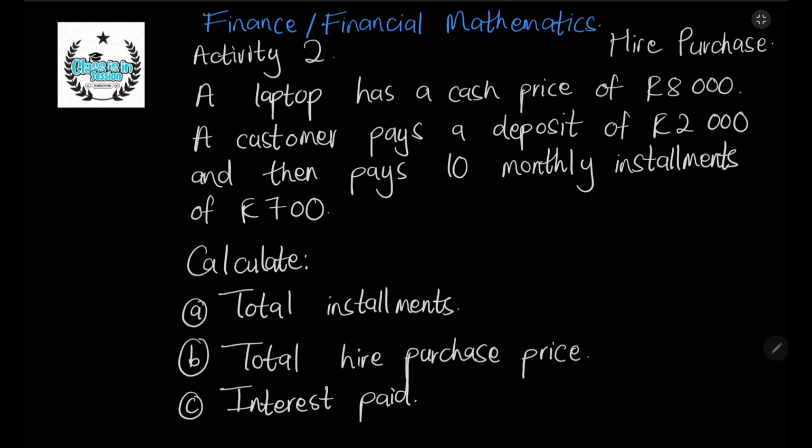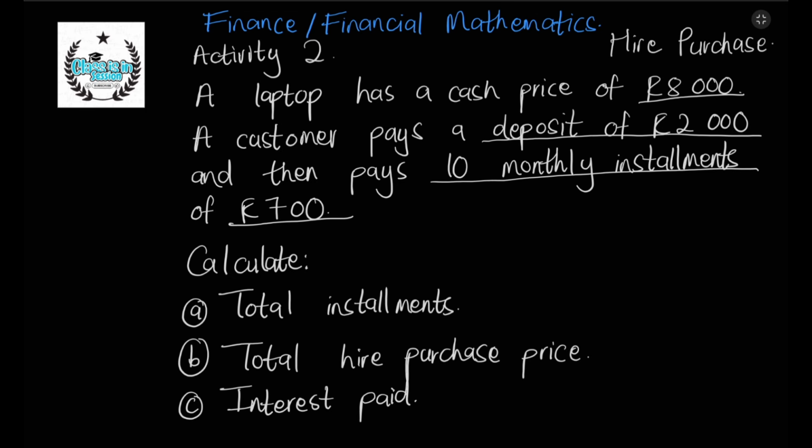Activity 2, a laptop has a cash price of 8,000 Rand. A customer pays a deposit of 2,000 Rand and then pays 10 monthly installments of 700. So a laptop has a cash price of 8,000 Rand. We can underline the cash price. A customer pays a deposit of 2,000 Rand and then pays 10 monthly installments of 700 Rand. What should you do first?